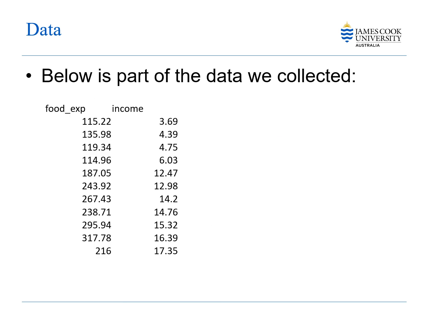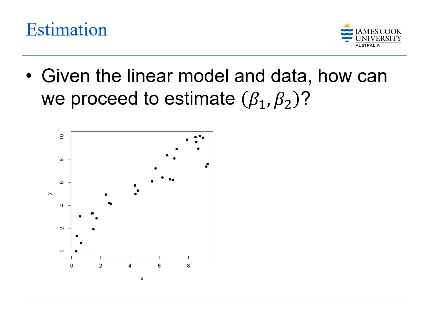Okay, the data could look like this. First household spends $155.22 on food, and the income is $369 per week. So on and so forth. So now we have data in hand. Given the linear econometric model that we have just specified, and the data, the question now is, how can we proceed to estimate beta 1 and beta 2?